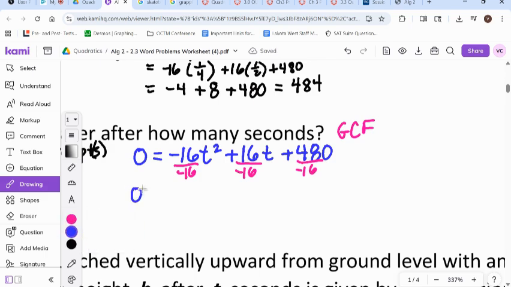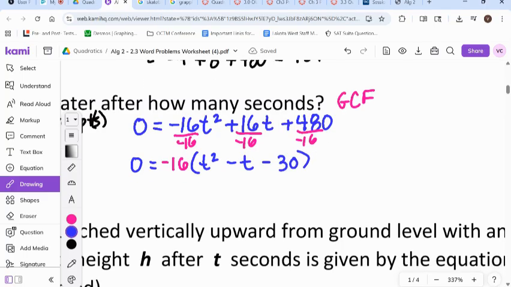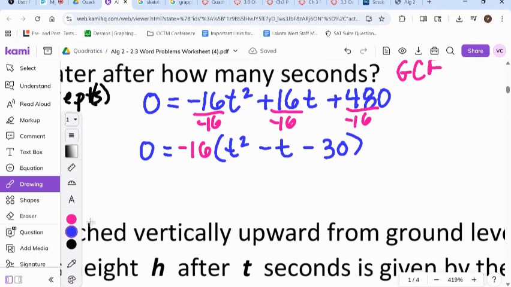When I take that out, it's in front, and I have left over t squared minus t minus 30. Now from here, if it factors easily, then I'm almost done. So I'm going to make two parentheses. Both of them are going to start with a t because this starts with just t squared. I'm looking at the negative 30, which tells me I need to have a plus and a minus.